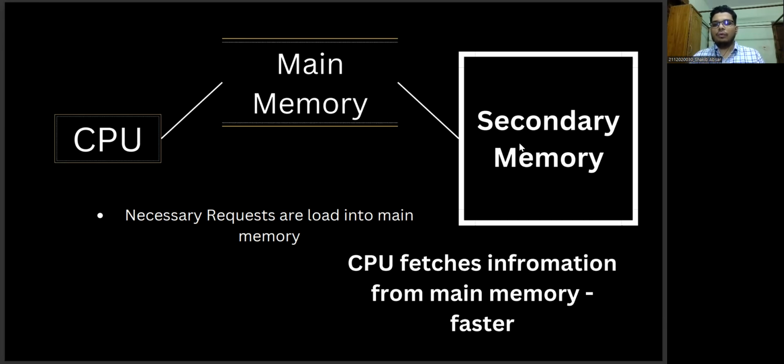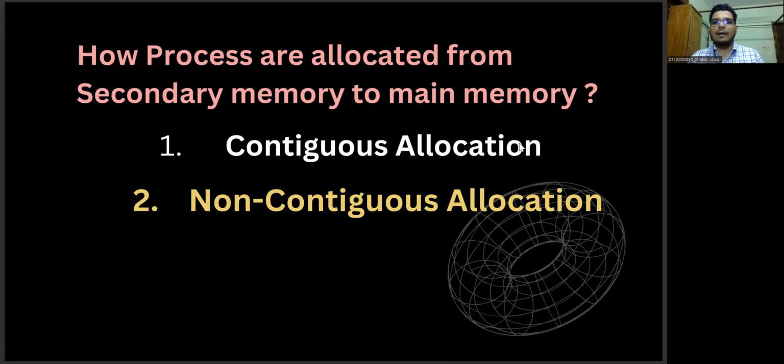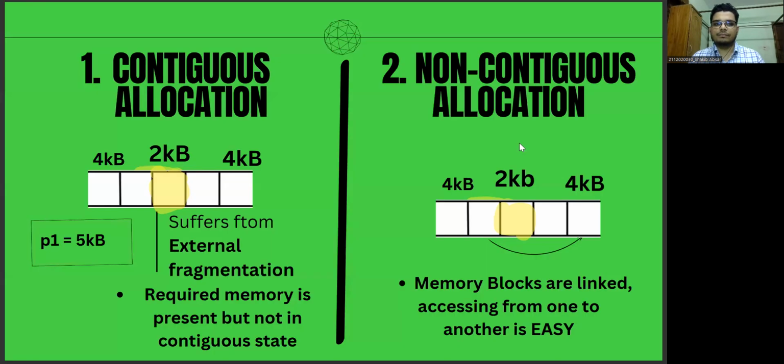Now, we'll look into how the processes are loaded from secondary memory into the main memory. The next slide is about how processes are stored from secondary memory to the main memory. There are two types of allocation. First of all, contiguous allocation and non-contiguous allocation. Now, what is contiguous and non-contiguous?